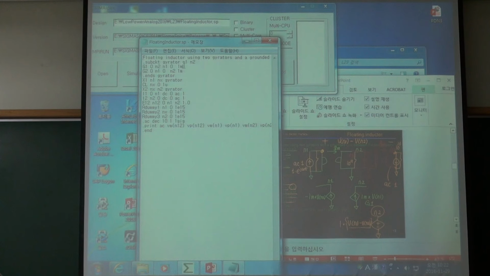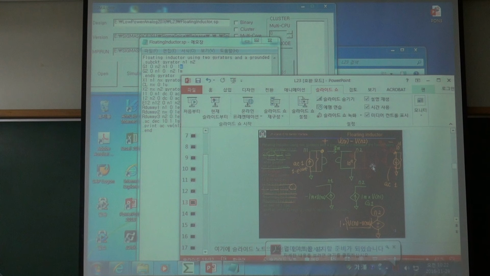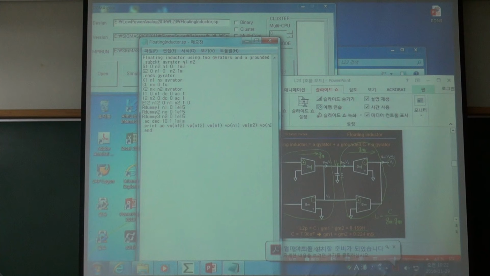See, this is not millisiemens, right? Well, this is 0.224 something, is it right? Oh yeah, 0.224 millisiemens, okay. Instead of 1 millisiemens, 0.224 millisiemens. And then, what's my capacitor?